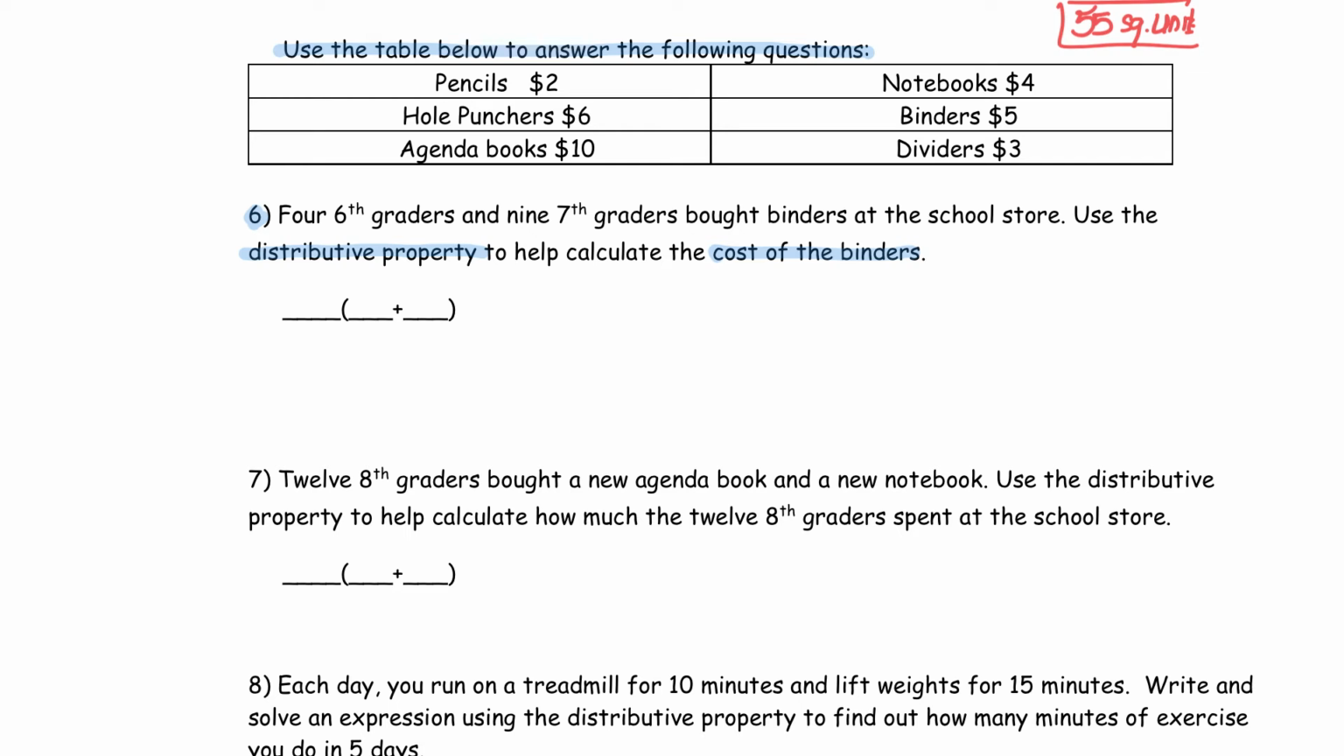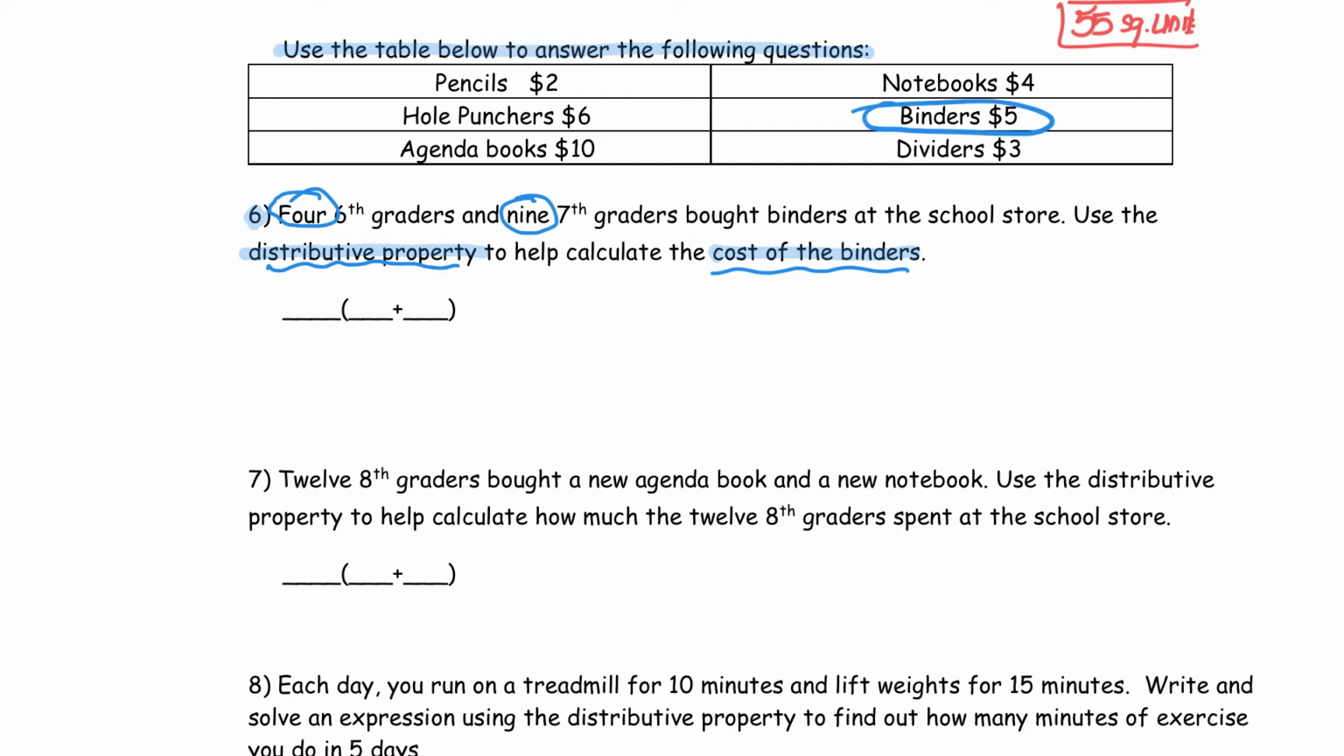Again, it said use the distributive property to help calculate the cost of the binders. All right, so what do we have? I see we have 4 6th graders and 9 7th graders. I will tell you those numbers were put there to trick you. All right, try to set it up and see how you do. By the way, you're going to use the table above, so make sure you use that too.